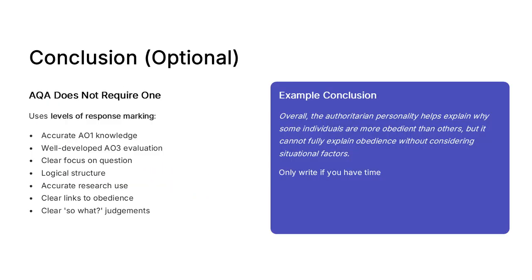A conclusion is not a separate marking criterion, so only write one if you have time. Here is an example of a one-sentence conclusion that links back to the question: overall, the authoritarian personality helps explain why some individuals are more obedient than others, but it cannot fully explain obedience without considering situational factors.